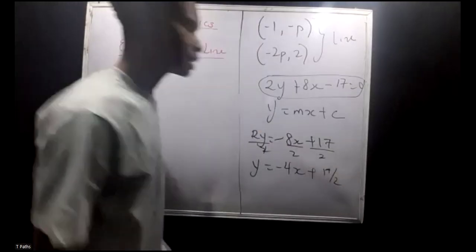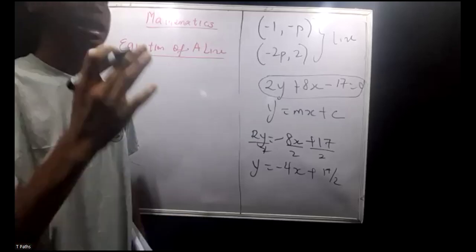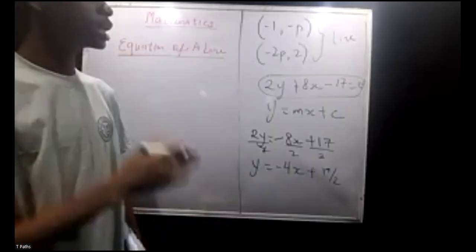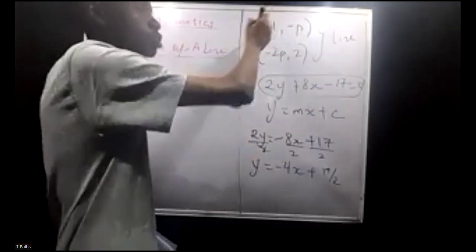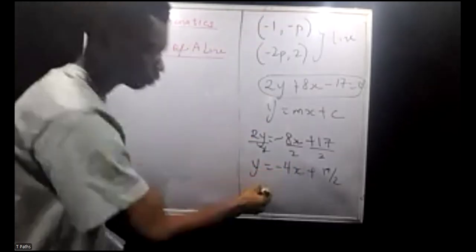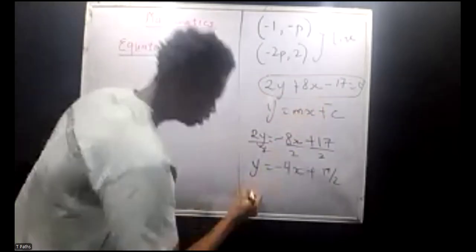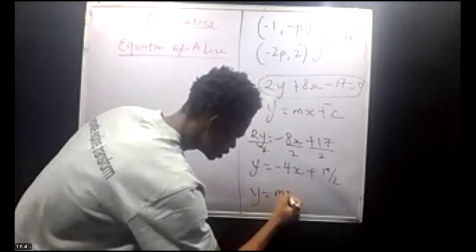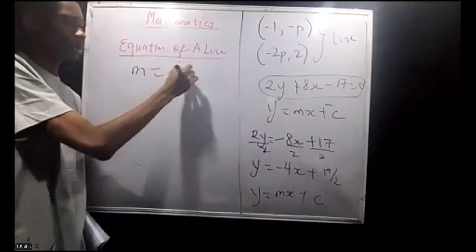Now, remember that I said for two lines to be parallel, it means their slope is the same, or their slope is equal. So which means the slope of this line must be equal to the slope of this line. So the slope of this line is also minus 4. y is equal to mx plus c. So if we compare this that we have here, y equals mx plus c, we'll find out that m is equal to minus 4.